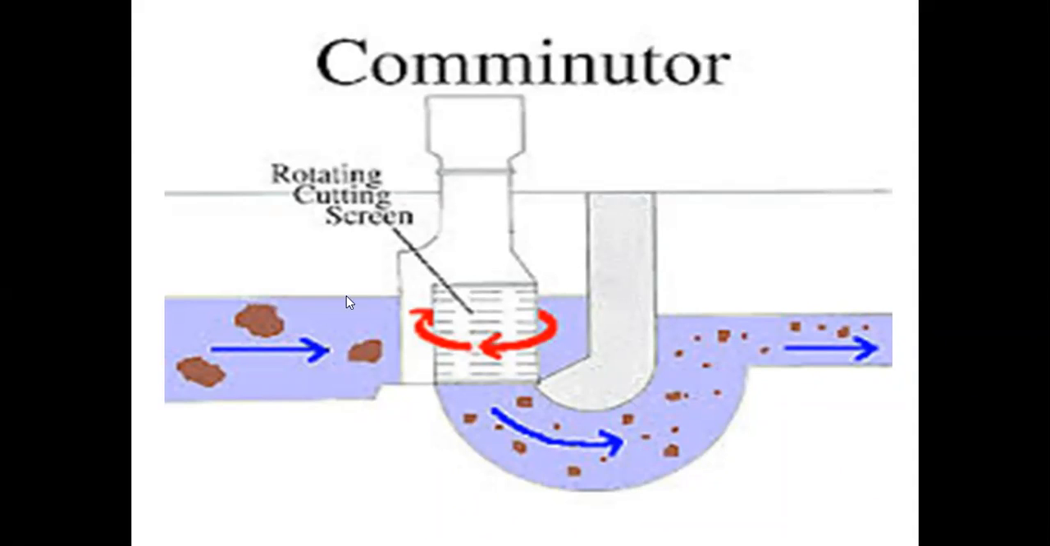So comminutor function you understood: crushing the larger particles and converting them into small pieces. Meanwhile, there is no need to make a separate arrangement for separating it out, removing it from the wastewater, and then providing a treatment process. Okay.